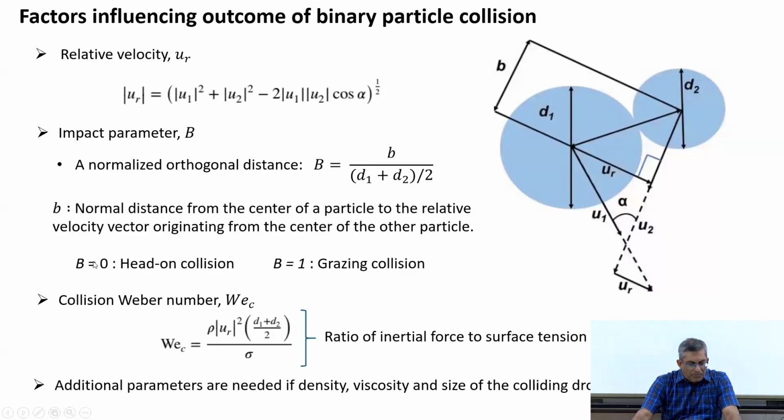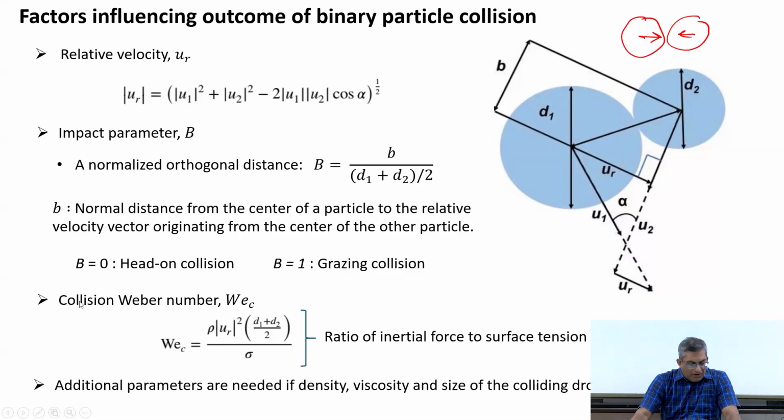So, when we have B equal to 0, you can imagine how B can be 0: if the two particles approach this way. And B equal to 1 means a grazing collision. So, this is another parameter.